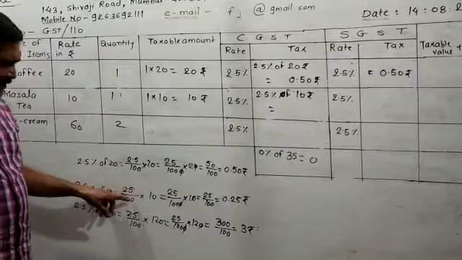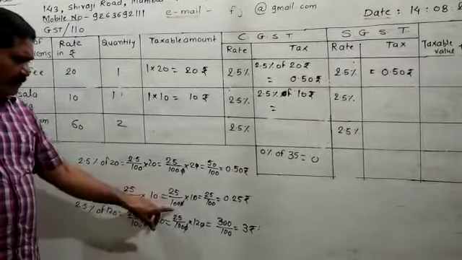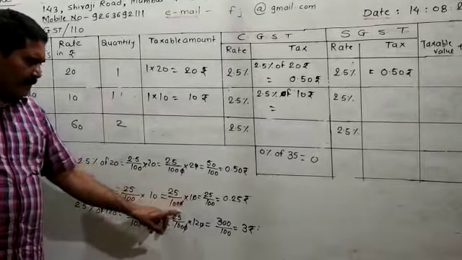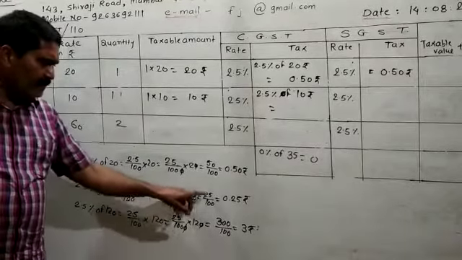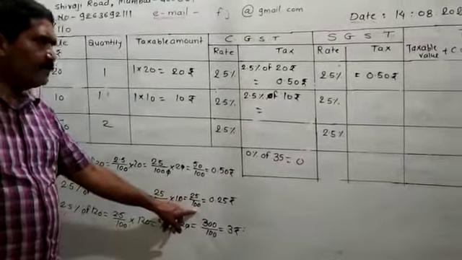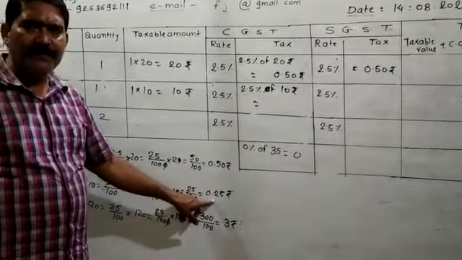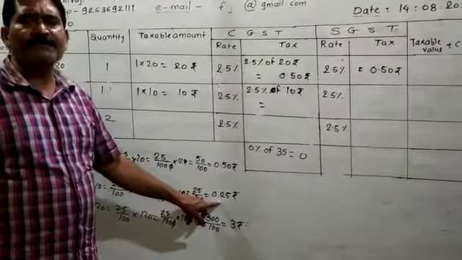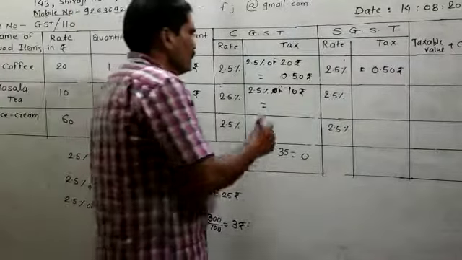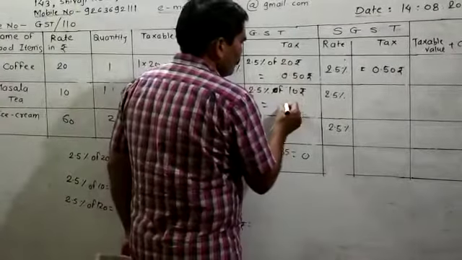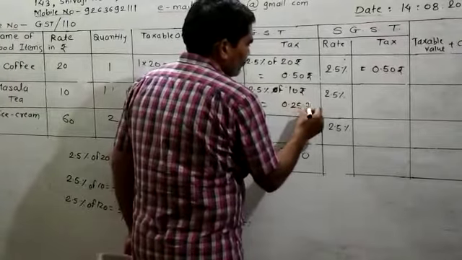You have to shift this decimal place. This becomes 25 upon 1000 multiplied by 10. 1 0 you have to strike off. At that time this will come 25 upon 100. You have to shift two decimal places. At that time this becomes 0.25 rupees. 0.25 rupees means 25 paise. Means this CGST will come 0.25 rupees.